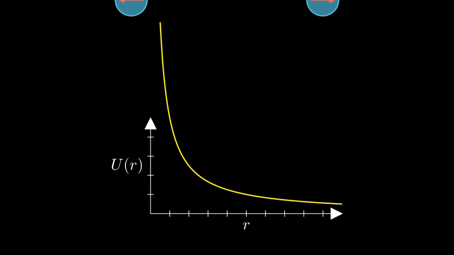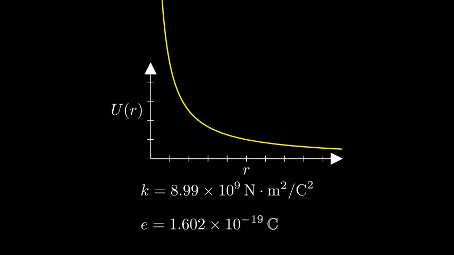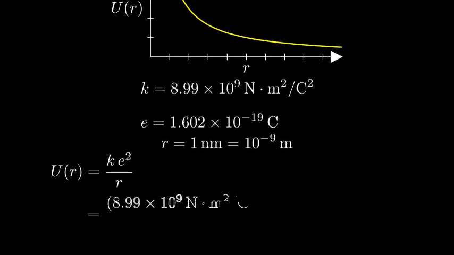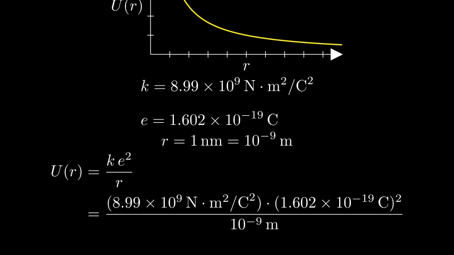Let's put some numbers into our formula to get a better understanding. We know that Coulomb's constant k equals 8.99 × 10^9 newton meters squared per coulomb squared. The elementary charge, e, equals 1.602 × 10^-19 coulombs. Let's calculate the potential energy when two electrons are separated by 1 nanometer, which is 10^-9 meters. Let's continue our calculation.